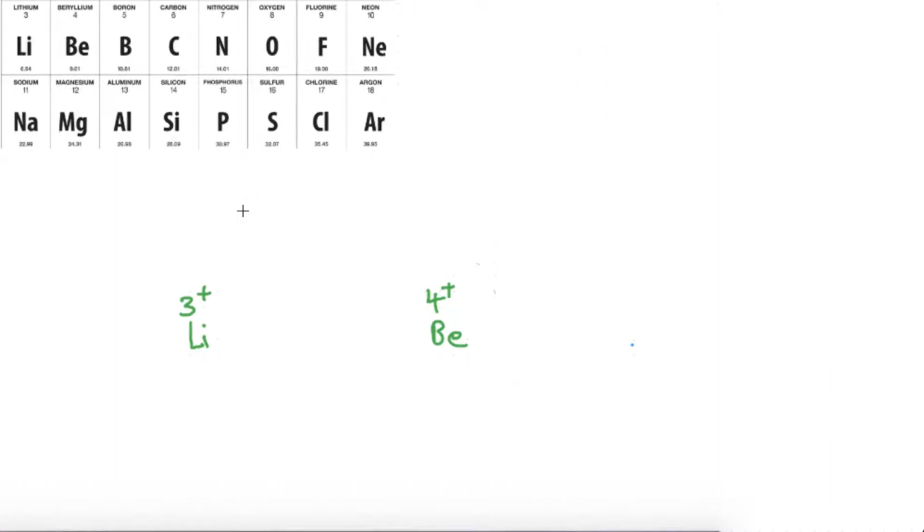Ionic size has a very similar trend to atomic size. In fact, the trend down the group is essentially the same as atomic size. Let's look at lithium ion and sodium ion.